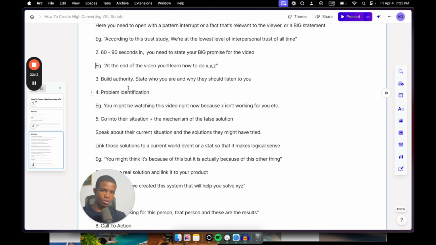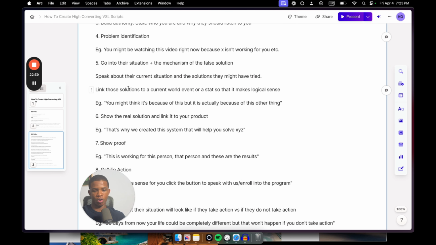Now they feel like they can trust you just a little bit. You push a little bit further by identifying the problems that they have. For example, you might be watching this video right now because X isn't working for you, etc. Number 5, you go into the solution, the mechanisms of the false solution as well. Speak about their current situation or the solutions they might have tried. Link those solutions to a current world event or stats so that it makes logical sense. For example, you might think it's because of this, but it is actually because of this other thing. And then number 6, you show the real solution and link it to your product. So that's why we've created this system to help you solve X, Y, and Z.